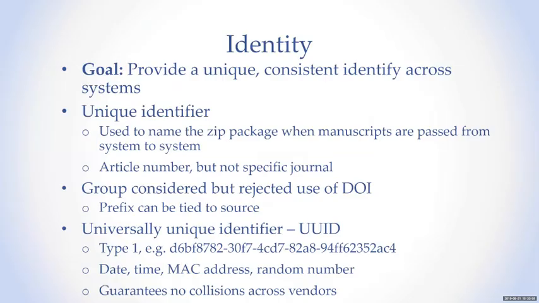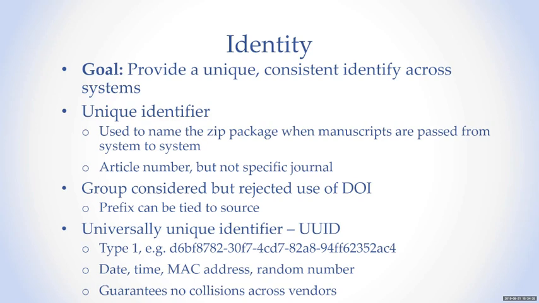So a surprisingly interesting problem was, how do you identify the package? We needed a unique and consistent way to identify a paper across systems. We needed a unique identifier, because we have to identify that zip package. When it lands on the FTP server, it has to be unique to that package, and it can't have anything that's relevant to the sending site. So we can't have an article number or a manuscript number, because that would be relevant to the sending site's journal.